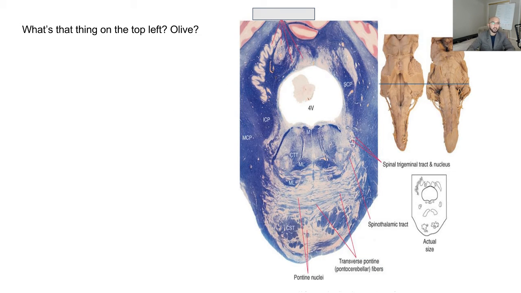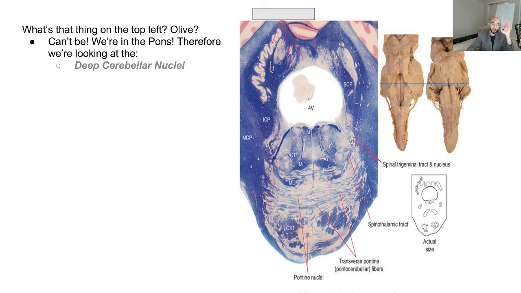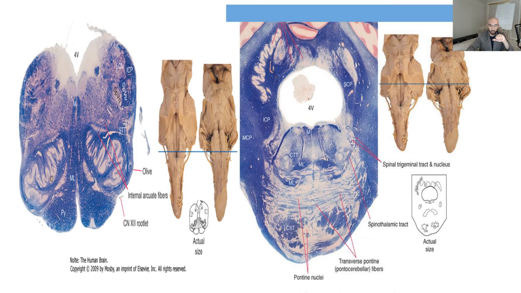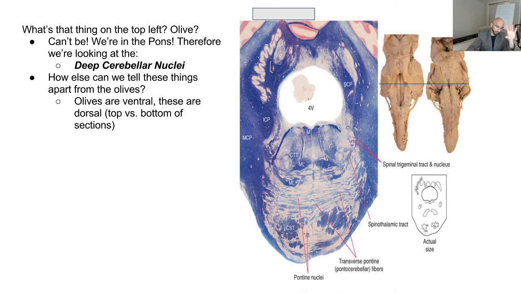Okay. So, again, we rehash. What's on the top left? Can't be an olive. We're in the pons, therefore we're looking at the deep cerebellar nuclei. How else can we tell them apart from the olive? You guys should know. Olives are ventral. These are dorsal. Okay? That should be enough to get you to these structures, and hopefully most of this now makes sense to you.